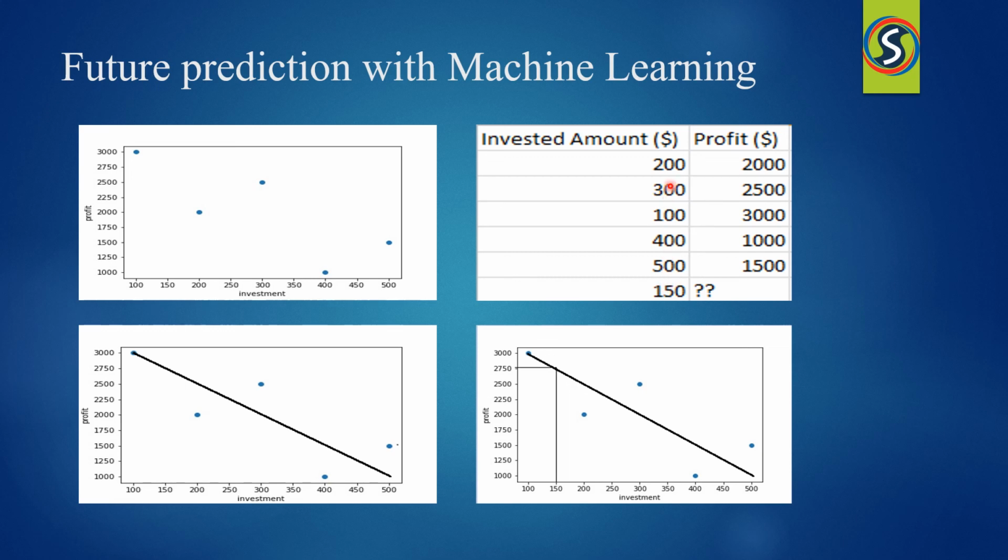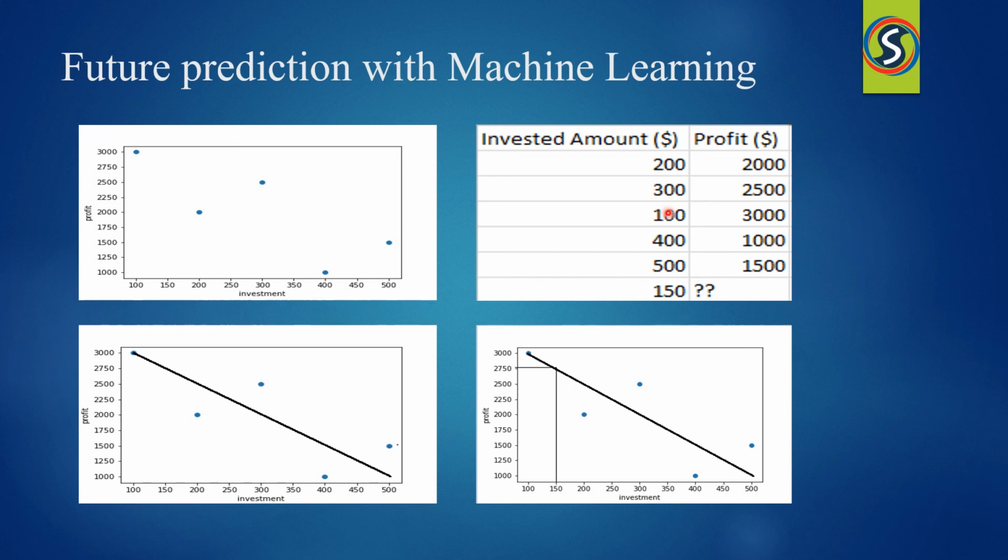See, you can see that when you invest $200, you get a profit of $2,000, and when you invest $300, you get a profit of $2,500, and when you invest $100, you get a profit of $3,000, and when you invest $400, you get a profit of $1,000. You can't say that if you keep increasing your investment, you get the best profit.